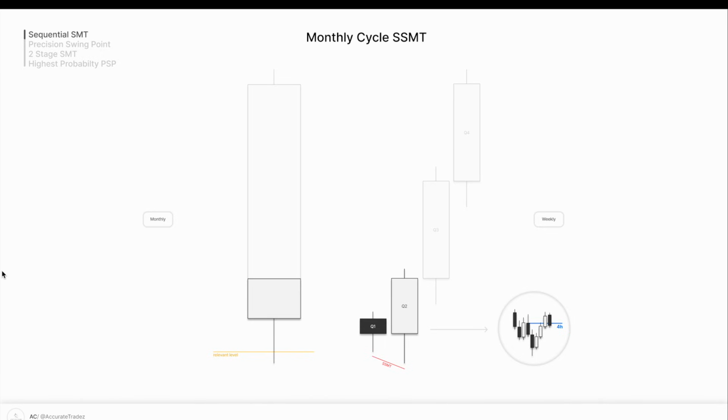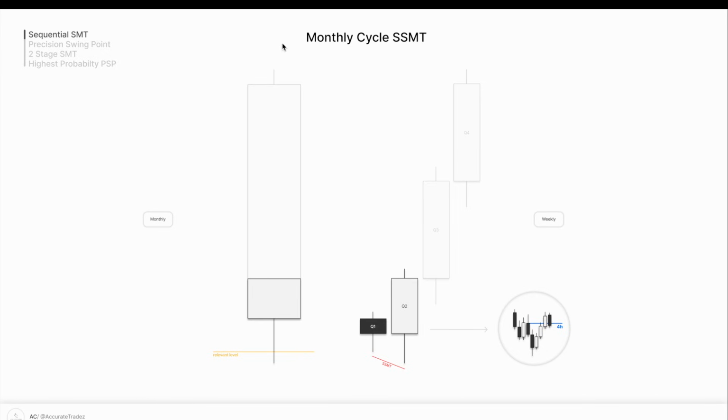This will be episode 2 and it's about cracks in correlation. So the topics will be sequential SMT, precision swing points, two-stage SMT, and the highest probability PSP sequences. So if you guys haven't watched the previous episode, go and watch that first because it will be much easier to understand the concepts I will be talking about today.